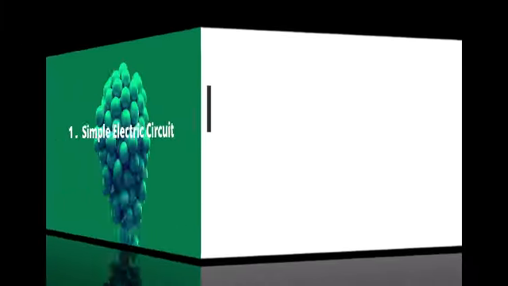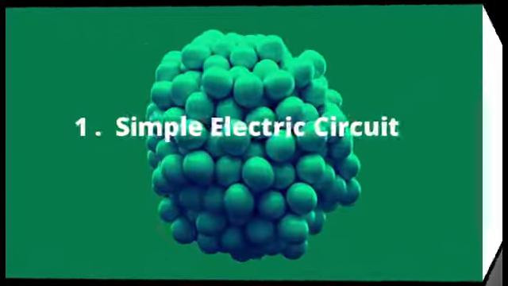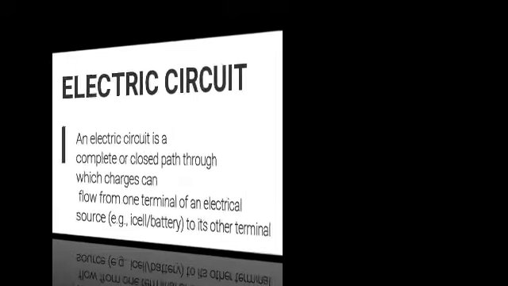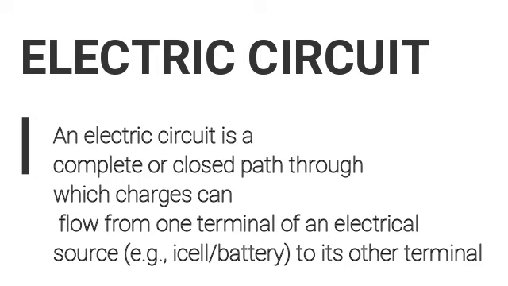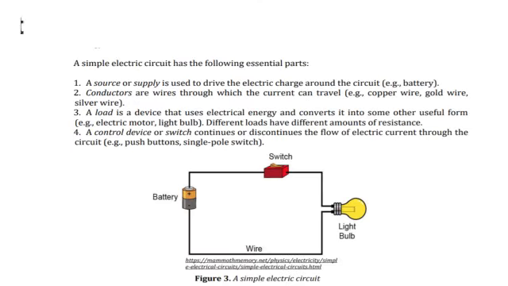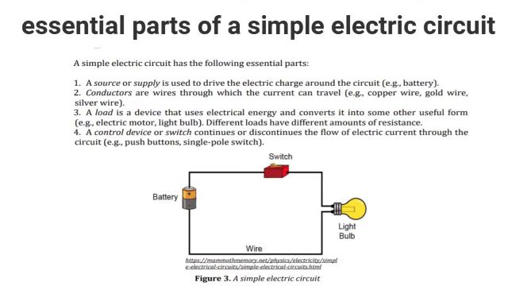Now let us proceed to simple electric circuit. An electric circuit is a complete or closed path through which charges can flow from one terminal of an electrical source to its other terminal. A simple electrical circuit has the following essential parts. Number 1, a source or supply. 2, conductors. 3, a load. And number 4, control device or switch.